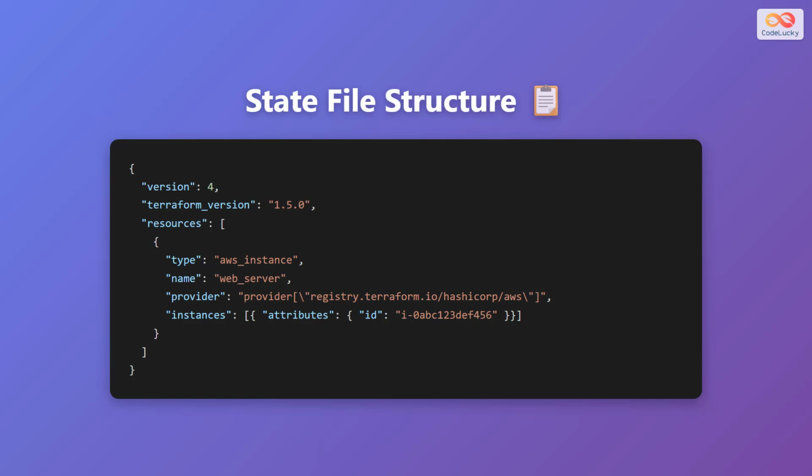Let's look at the structure of a Terraform state file. It's a JSON formatted file containing several key elements. The version field indicates the state file format version, currently version 4. The Terraform version field shows which Terraform version created this state. The resources array is the heart of the file, containing all managed resources. Each resource entry includes its type, like AWS instance, its name from your configuration, the provider information, and the instances array with actual resource attributes, such as the resource ID. This structure allows Terraform to precisely track every component of your infrastructure.